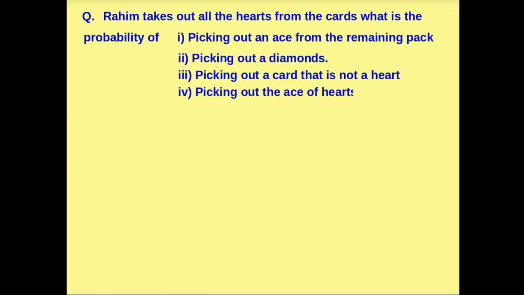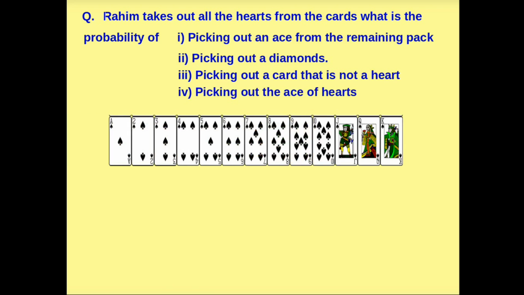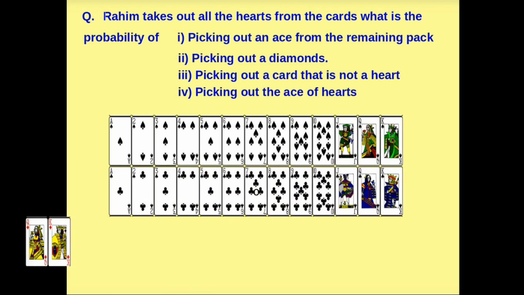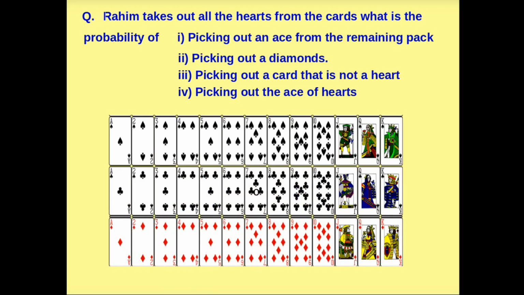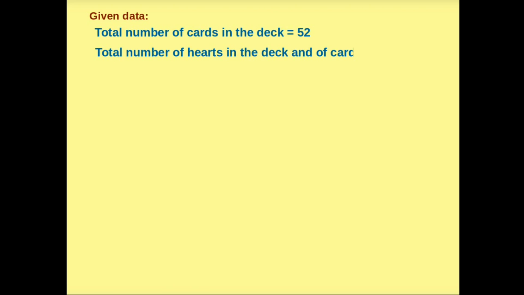Now, my dear children, observe carefully. Rahim, what did he do? He removed all the hearts from the cards. The remaining cards were there. How many cards were there after removing hearts? Given data: the total number of cards in the deck is 52, but the total number of hearts in the deck is 13. Therefore, when hearts are removed, the remaining cards is equal to 52 minus 13, that is equal to 39.